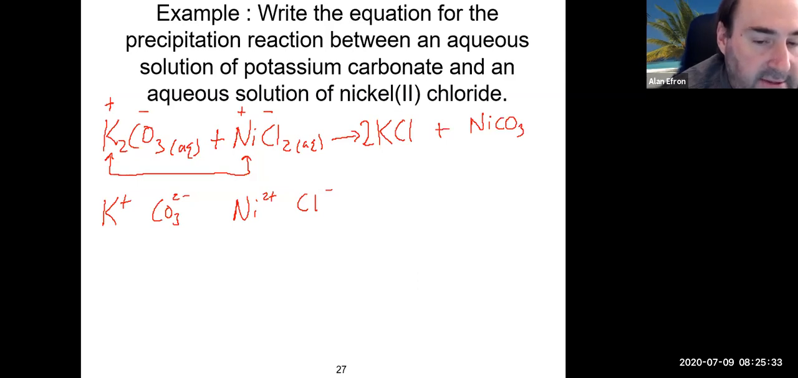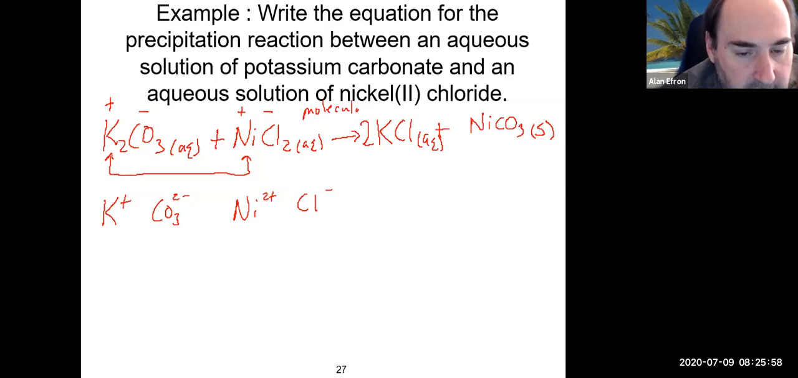We also want to think about solubility here, right? So again, potassium is soluble in everything, which means I know that this is going to be aqueous, and carbonate here is going to be our insoluble product in this case, our nickel 2 carbonate. This would be the balanced molecular equation. Any questions on that part of it?